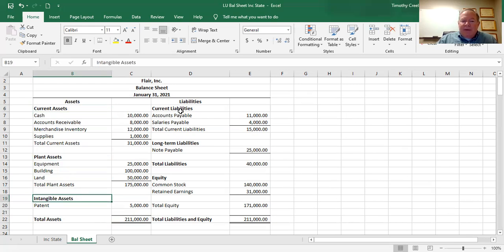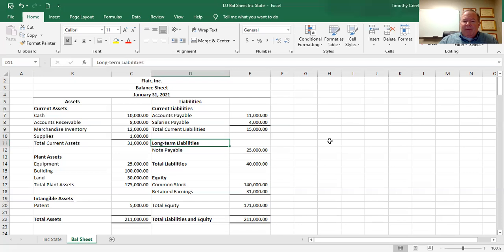Now, on the liability side, they're dividing out the liabilities into two groups. Current liabilities would be any liabilities that you intend to pay off in the next year. The most common one you're going to see is accounts payable, which is, of course, what you owe suppliers in the ordinary course of business. Now, salaries payable, interest payable, some of the payable accounts, when you look at your adjusting entries, would also be shown here. And you have total current liabilities.